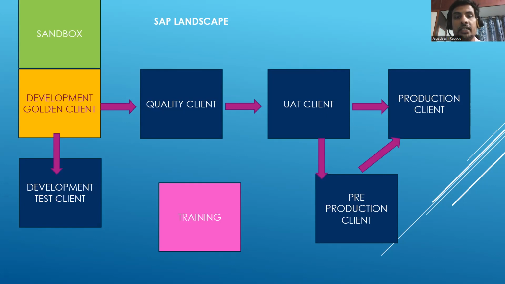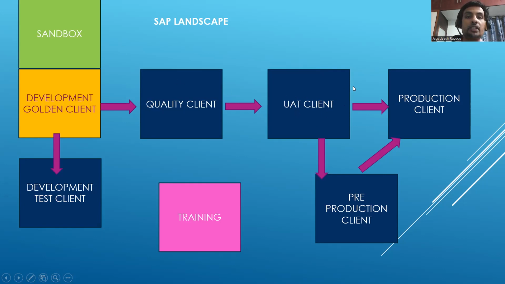After the quality client, you'll move the changes to the UAT system. UAT means user acceptance testing, or sometimes we call it functional testing or end user testing. In this client, generally nowadays, it is happening for the past 10-15 years. It depends, it's always the customer's money, right?